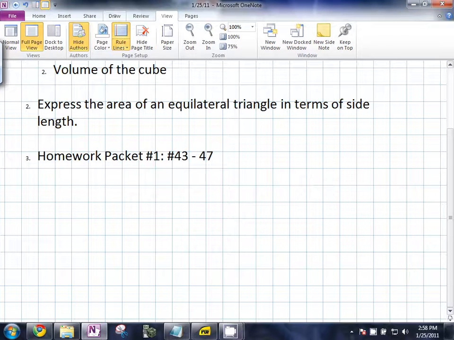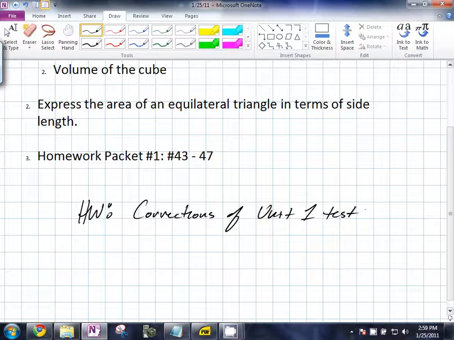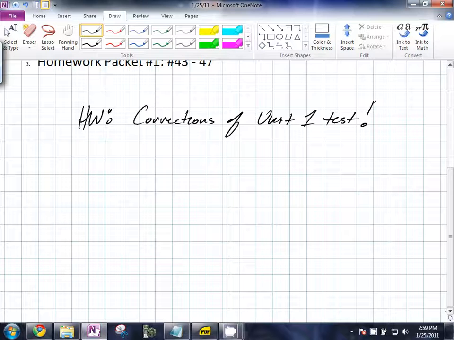First part of your homework: corrections of Unit 1 test. Yep, due tomorrow. Oh, I didn't show you that. I did corrections. That's congratulations. Hand them to me sometime. They always count, especially when they're homework. Corrections of Unit 1 test. Hand them in tomorrow. Okay, moving on though.